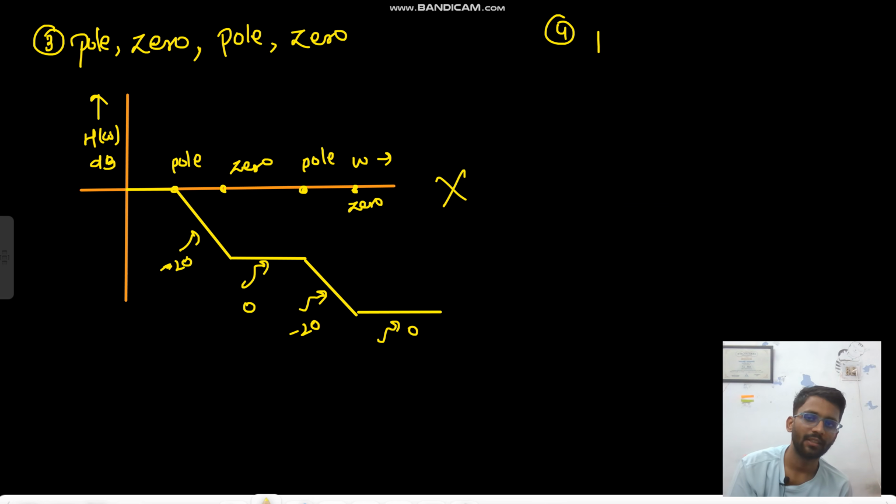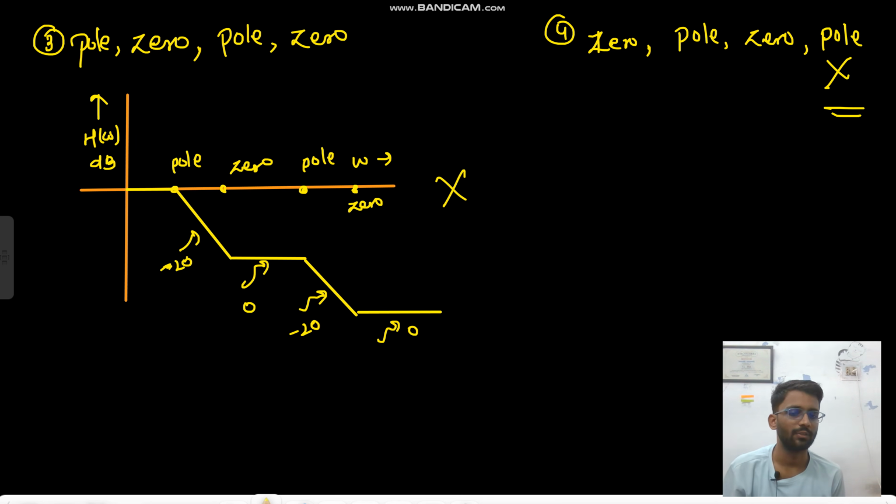And the fourth condition: 0, pole, 0, pole. This will also not work. Okay, this condition will also not work.